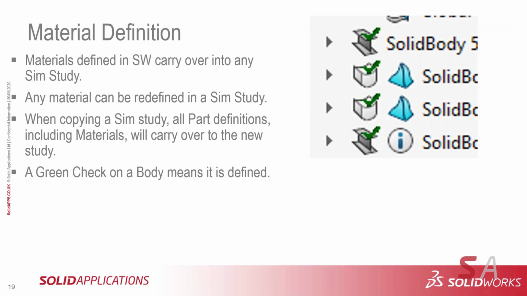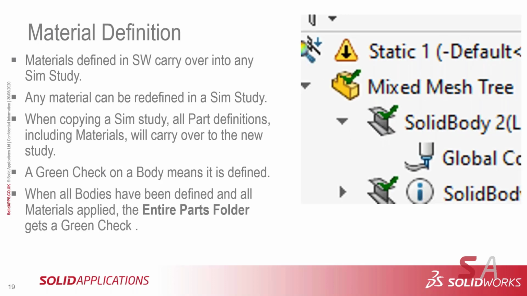So when you have a green check on a body, that means it's defined. That means it's defined in terms of what kind of body it is. If it's a shell, it means it knows what its thickness is and what side the thickness is applied on, and that it has a material. Now, most of us think of the green check meaning it's got a material, all right? When all the bodies in your parts folder have been defined and all materials have been applied to all the bodies, you have a green check on the entire folder.